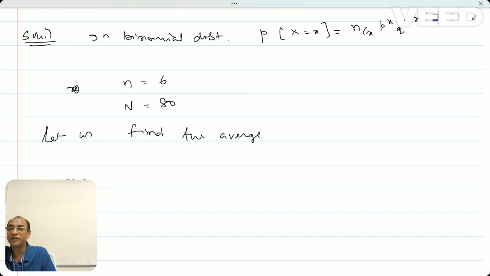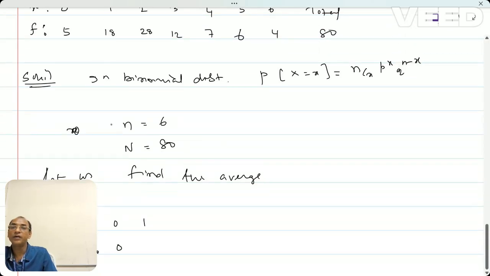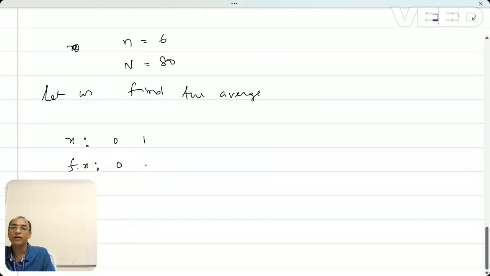here x and here f into x. So x is 0, f into x is 0, 0 into 5 is 0, x is 1 and f is 18, 1 into 18 is 18.